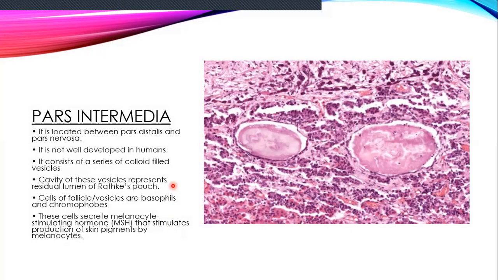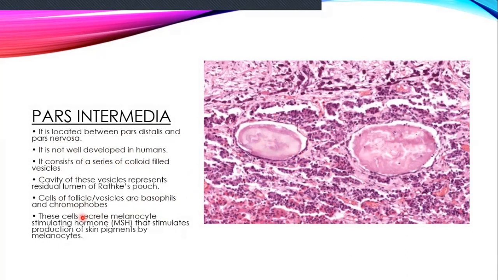Then we have pars intermedia, the second part of the adenohypophysis, which is usually located between pars distalis and pars nervosa. Now, it is not well developed in humans. It usually contains a series of colloid-filled vesicles. These are your colloid-filled vesicles. Now, the cells of the vesicles are basophils and chromophobes. So, these cells here are either basophils or chromophobes, no acidophils here.